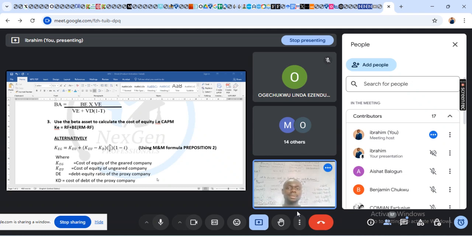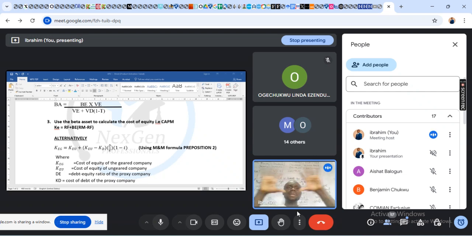You don't need it. That is why the next step is to use the beta asset to calculate the cost of equity. It is assumed that the asset beta is still the same thing as the equity beta, class. Use the beta asset to calculate the cost of equity. It is assumed that is CAPM. So the BE becomes the asset beta. Then you will calculate your cost of equity of the ungeared company that you will use to discount your base case NPV.